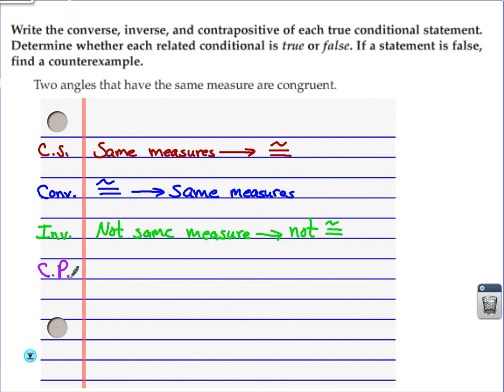I'll call it a CP, contrapositive. And I'll do it for you. We're kind of combining the two. We take the inverse, we take the converse, put them together. We've got to negate it, and we've got to flip it. And the way I'm going to do that, I'm just going to take my inverse and flip it. If two angles are not congruent, then they will not have the same measure. And we don't even have to think about that because the contrapositive will always be true.